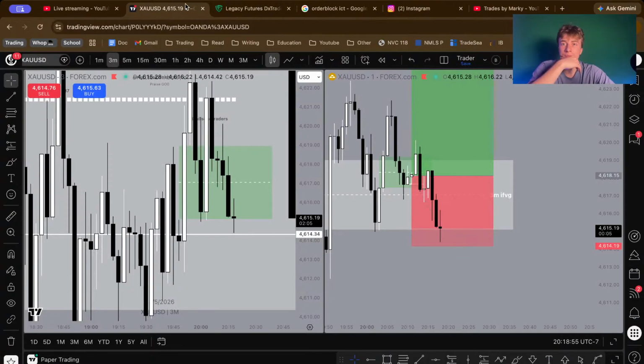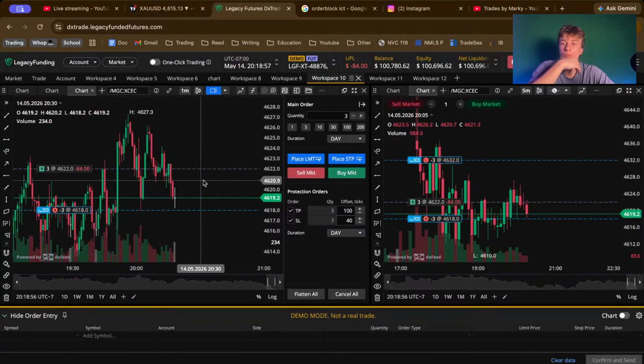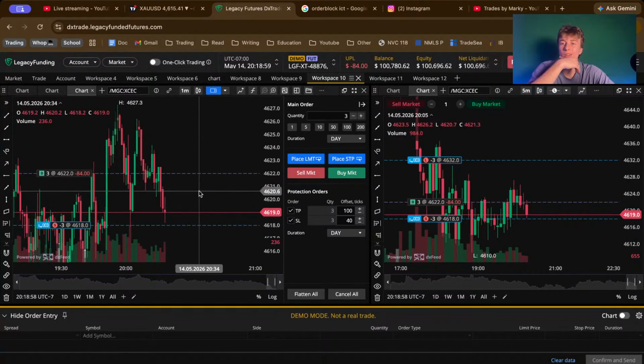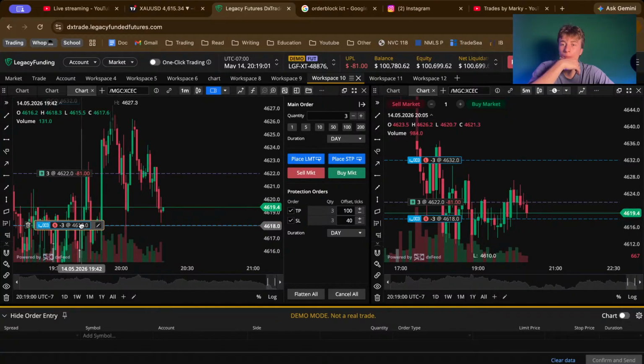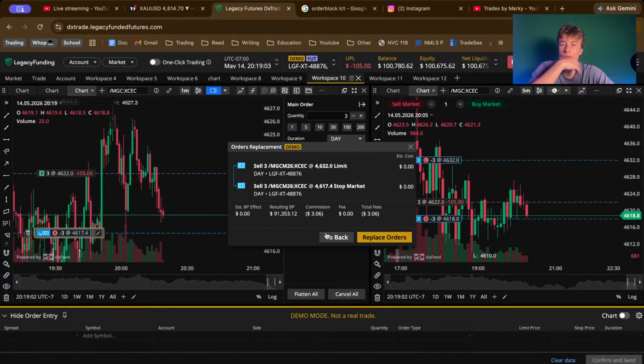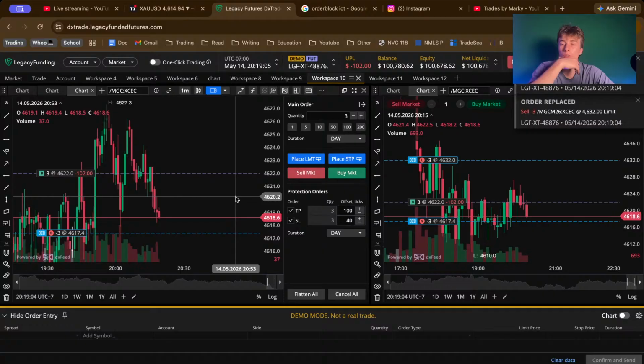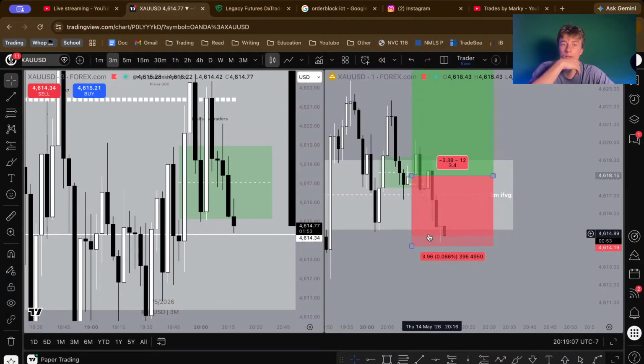Still in. Should we give it a little bit more room? I'm only risking about like 100, I think like $20. I'm going to give it a little bit more room here. Just a little bit more, just because we are at the low of this gap.